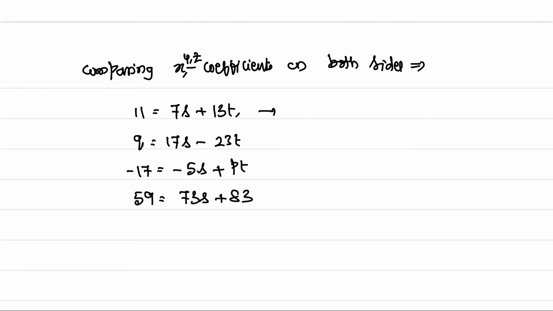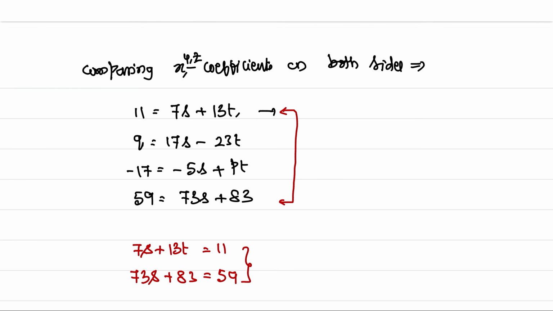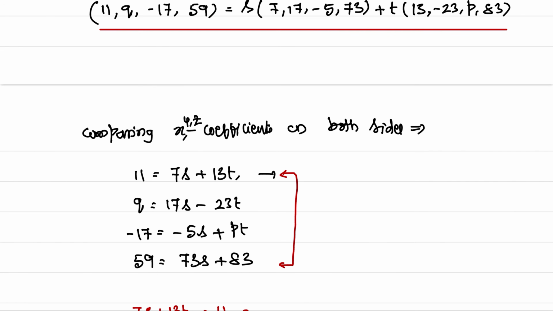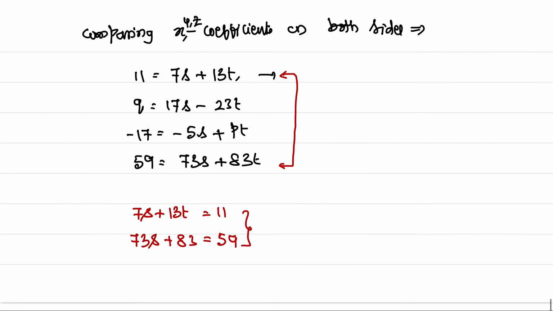Let us take these two, that is 7s plus 13t is equal to 11 and 73s plus 83t is equal to 59. Sorry, here we missed the T. We have to write T here.